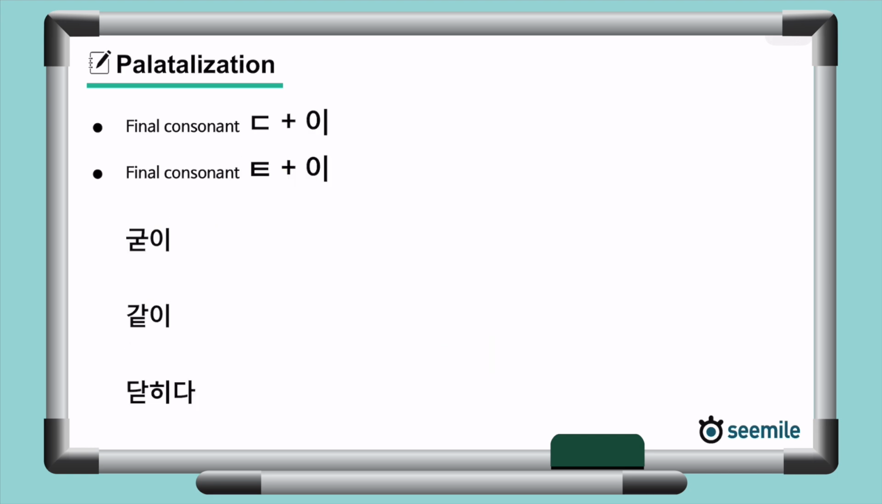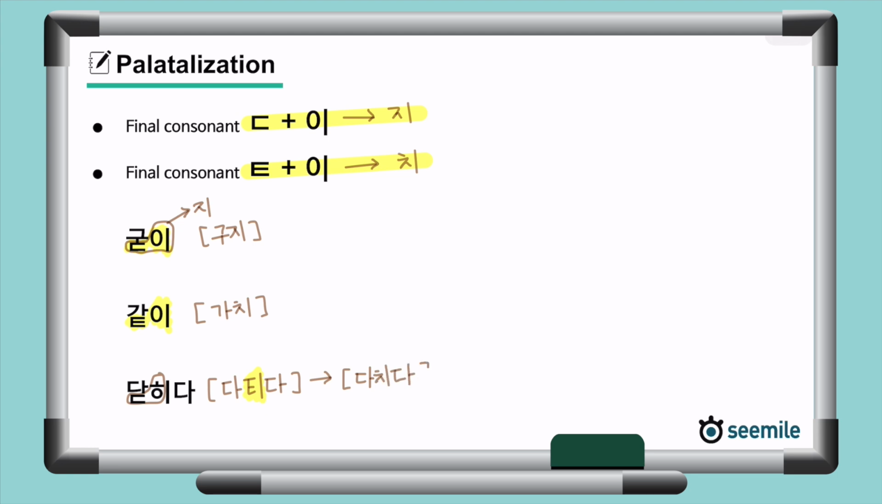Great! When the final consonants 디귿 and 티귿 are followed by 이, those consonants and 이 are combined to create 지 and 치 respectively. For example, in this word, as the final consonant 디귿 is followed by 이, the word is pronounced as 굳이. For the same reason, these are pronounced 같이, 다치다.